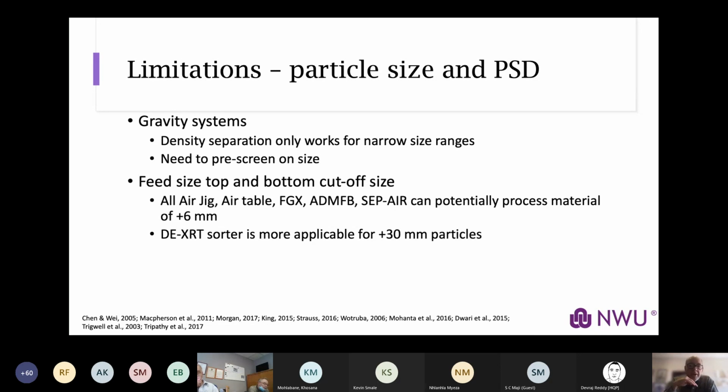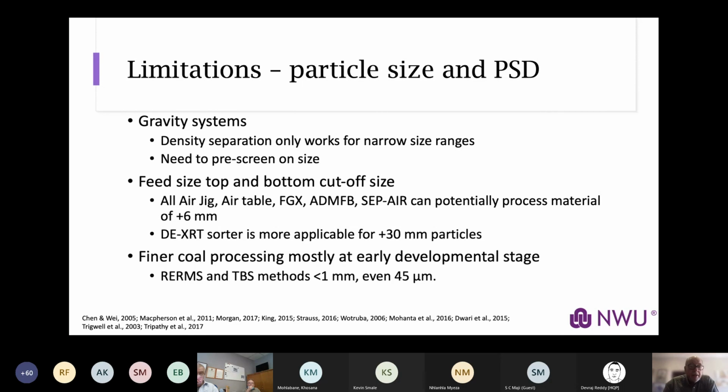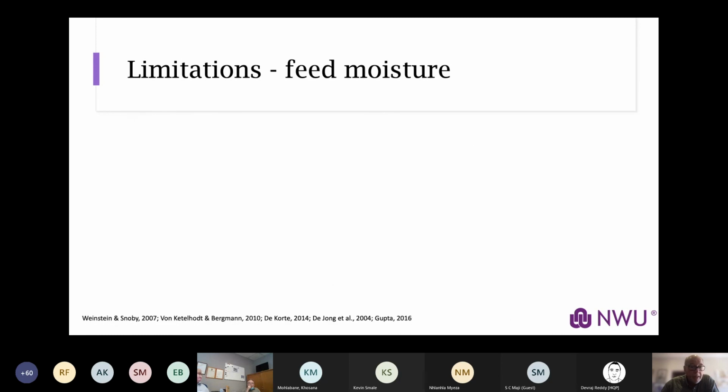And you will often find that the application of dry beneficiation at this stage is really in the 6 millimeter plus. And for X-ray technologies, even larger than that. Finer coal is mostly at the early developmental stage, where you can go down to 45 microns if you want to. Not sure what you're going to do with 45 micron coal dust, but yeah.